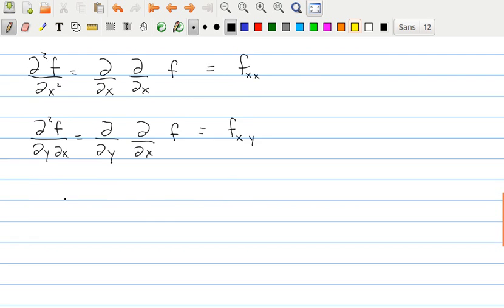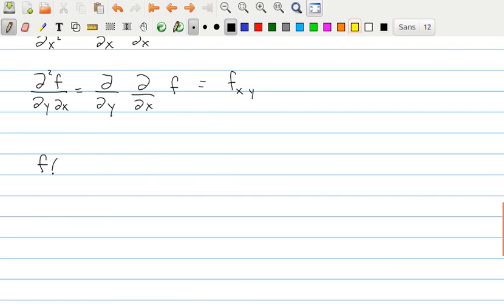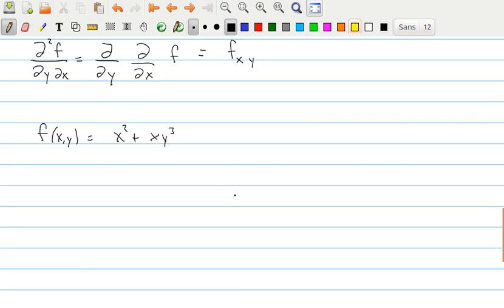Let's look at a couple examples of this done. Let's say we have our function of x and y. Let's say this is x squared plus xy cubed. And let's say we want to find all 4 second order partial derivatives. So first up, let's find fx and fy. So this is the partial derivative with respect to x. So the first term is going to give us a 2x. The second one, we take the derivative with respect to x, and we get y cubed.